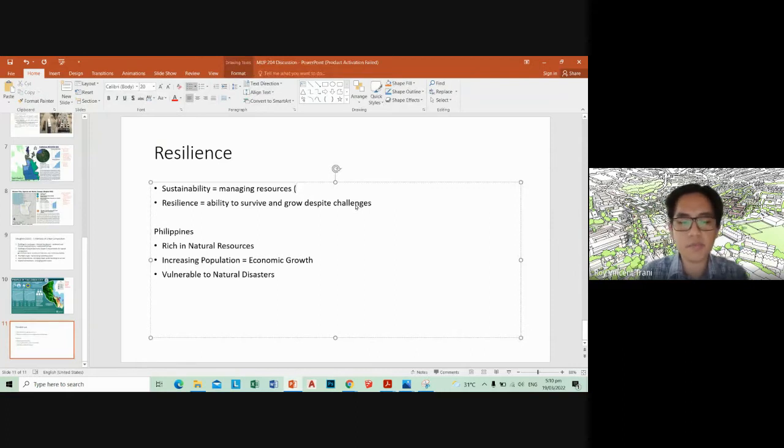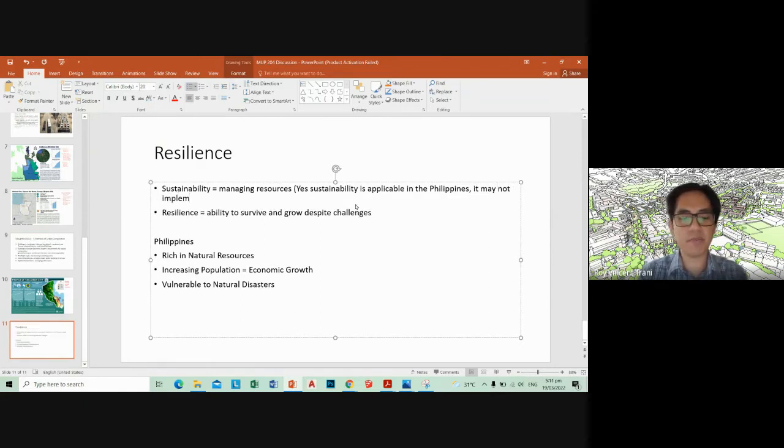So we already talked about sustainability, and most of us said yes, sustainability is applicable in the Philippines. But Joseph has a follow-up question that it may not be doable or may not be implemented properly, because it's such a high goal, specific to the sustainable development goals, the SDGs. But this is a question to the class. We'll have another 20 more minutes of discussion. Do you think that resilience is more applicable than sustainability? Anyone can volunteer or jump in.